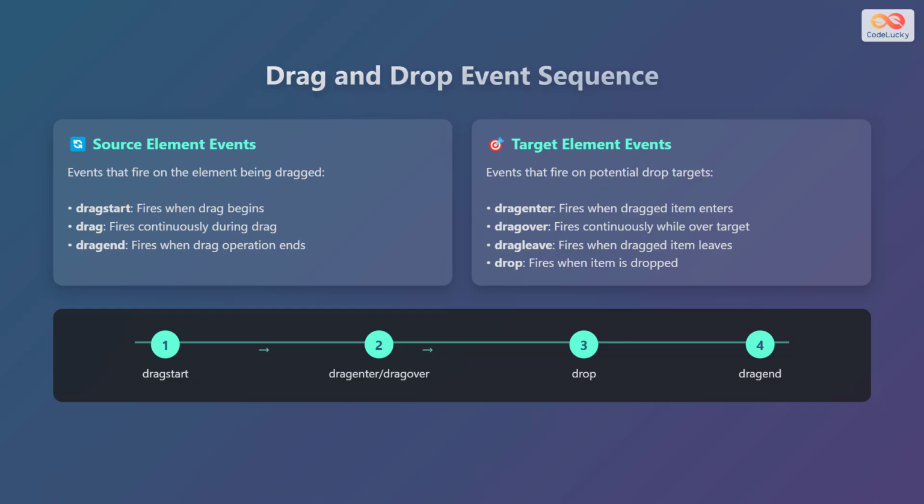The events that fire on potential drop targets are drag enter, which fires when a dragged item enters, drag over, which fires continuously while over the target, drag leave, which fires when the dragged item leaves, and drop, which fires when the item is dropped. These events occur in the order drag start, drag enter or drag over, drop, and finally drag end.